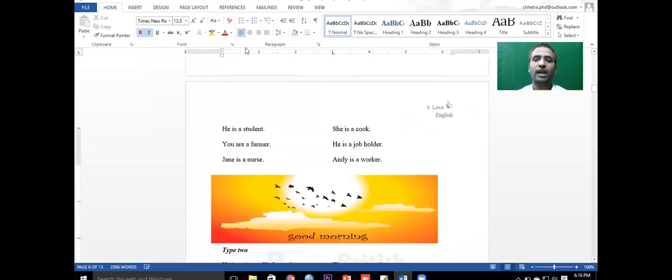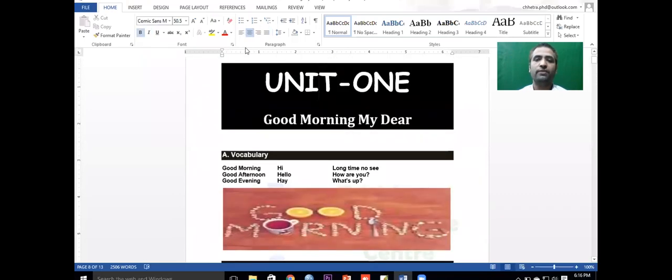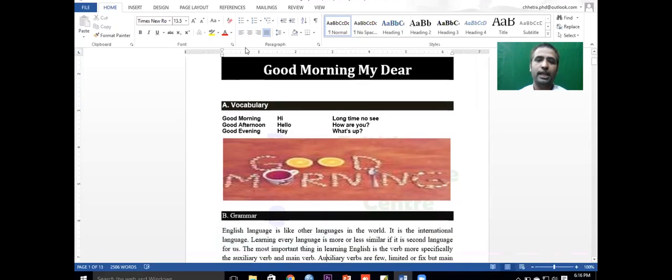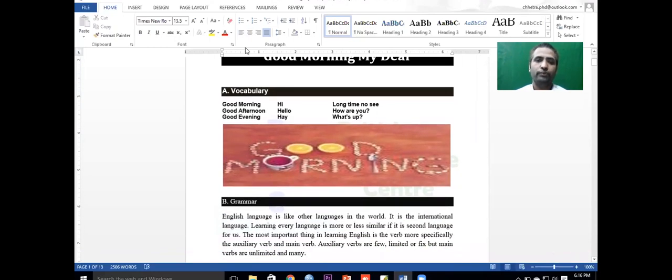So this is the book that I have designed for the learners of English. The title is Unit 1, Good Morning, My Dear. In section A, vocabulary: good morning, good afternoon, good evening, hi, hello, hey, long time no see, how are you, what's up? So these are the vocabularies we are going to discuss and practice in this unit.